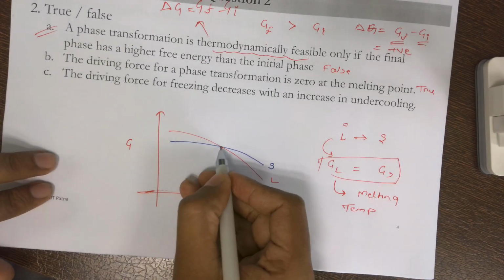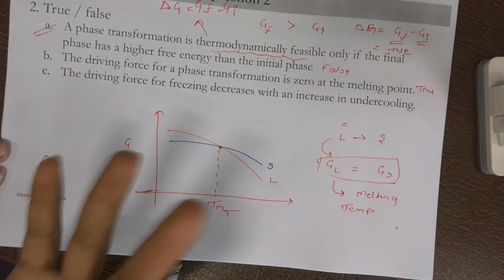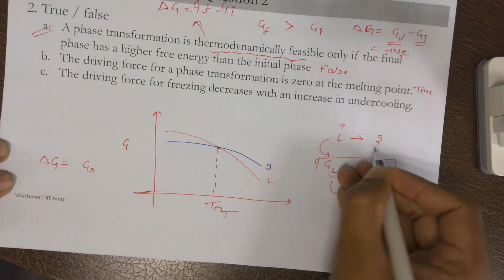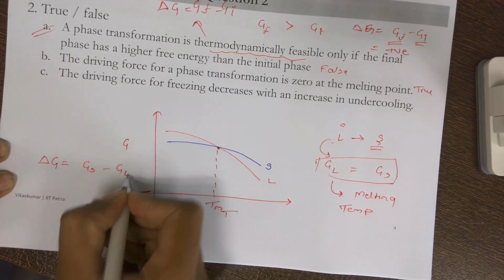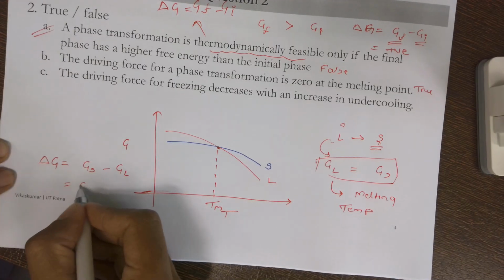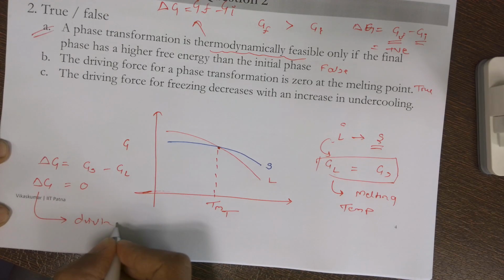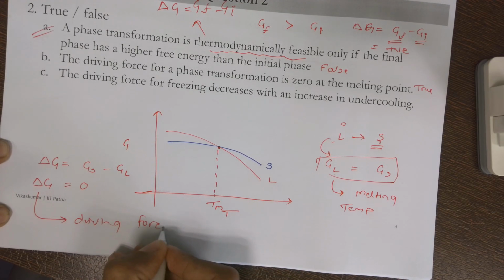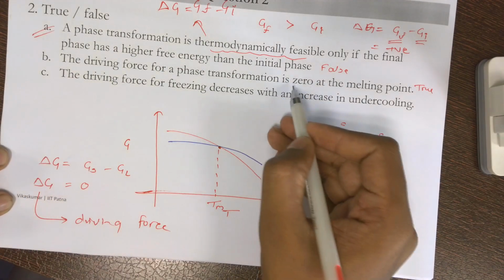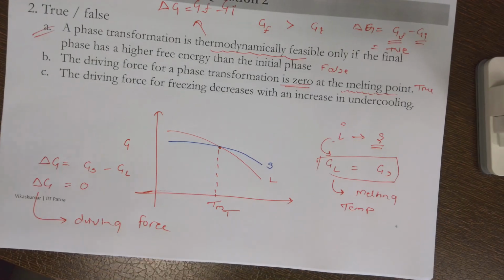What we got to know is that at this particular point, for the thermodynamic feasibility of the transformation from liquid to solid, delta G is G of solid, which is the final, minus G of liquid. Since they are both equal at this point, delta G is 0, and delta G is nothing but the driving force. So at this point, the driving force for the phase transformation is 0 at the melting point.